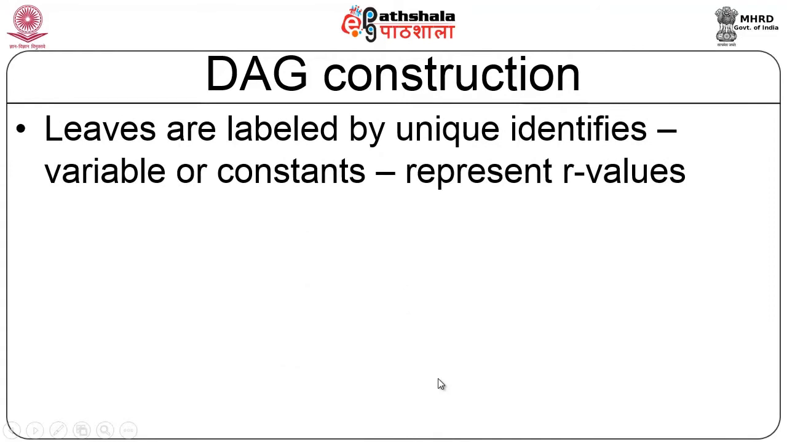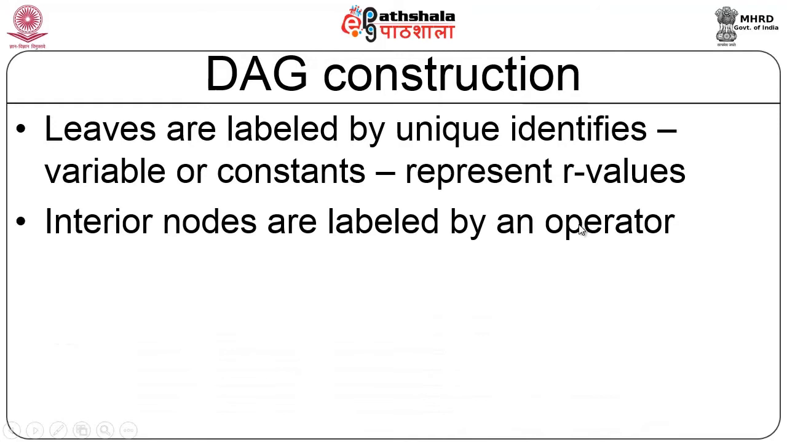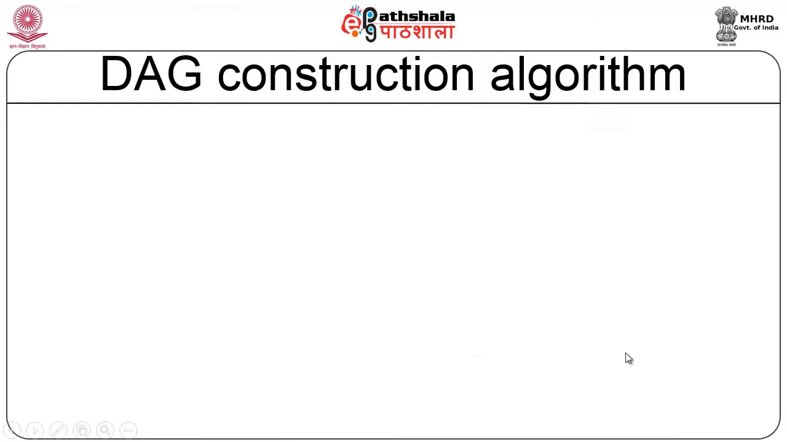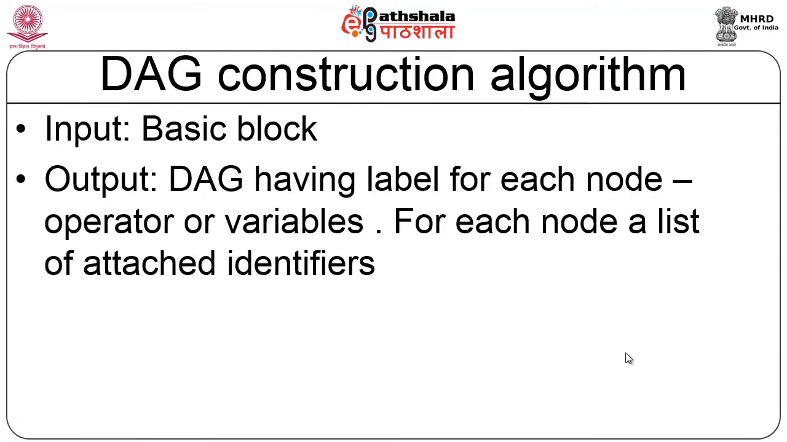Now, in the construction of the DAG, leaves are labeled by unique identifiers, variables or constants, and they represent the R values, that is, the right hand side values of an expression. Interior nodes are labeled by an operator typically. Nodes are optionally given a sequence of identifiers. In the construction algorithm, the input is a basic block and the output is a DAG having a label for each node containing either the operator or the variables, and for each node a list of attached identifiers is also determined and given as output.